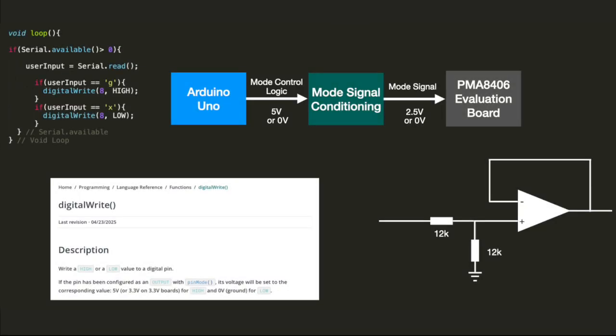So in the context of the Arduino to the evaluation board, we wait for a user input on the Arduino side. We use the digital write function of the Arduino, which either asserts a high or a low value. We go into the op-amp voltage divider and buffer, which then provides the output to the chip's input as far as the mode goes. So that's how we select the proper mode for our audio chip.